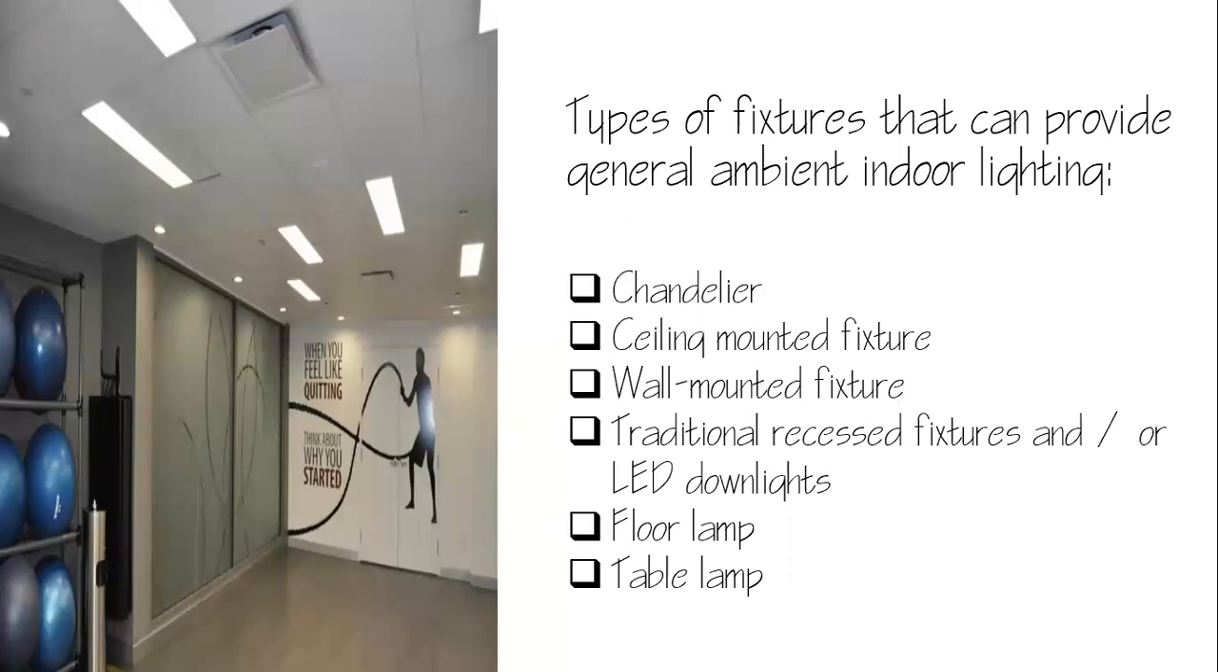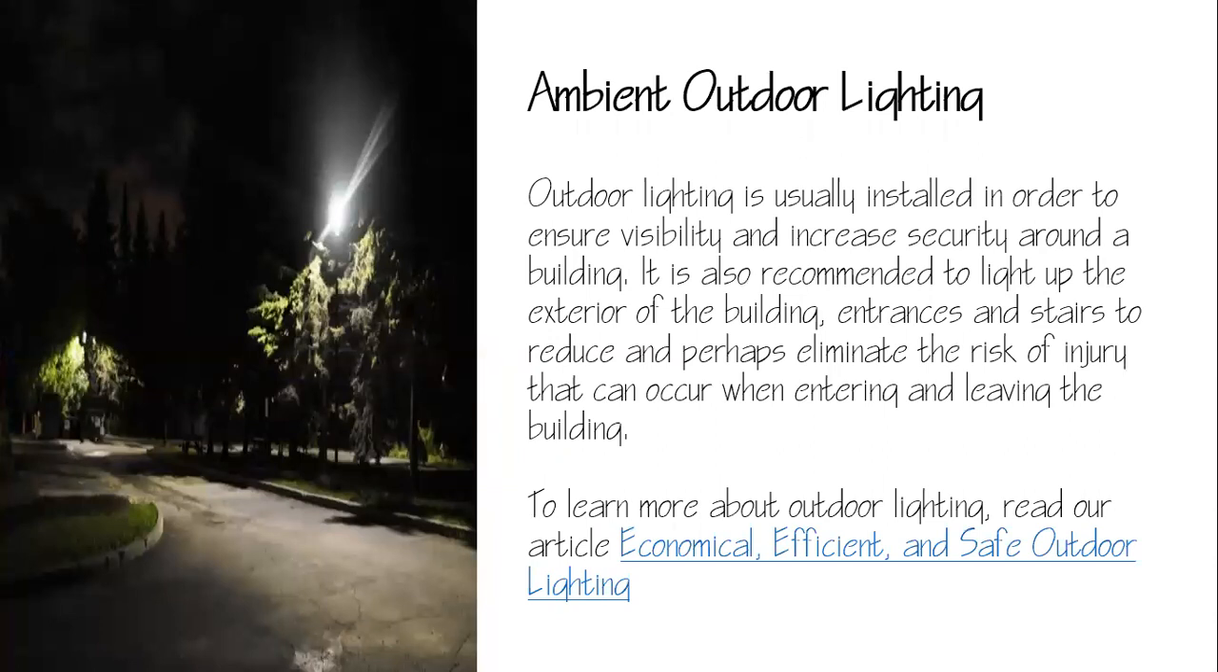So, what are the fixtures that can provide general ambient indoor lighting? The chandelier, the ceiling-mounted fixtures, the wall-mounted fixtures, traditional fixtures or LED downlights, the floor lamps, the table lamps. Those are fixtures that can provide general ambient indoor lighting. As you can see on the left side now, these are LED downlights. They are mostly used for offices, utility areas, and the kitchen, since their light has a wide coverage. So that's for the indoor.